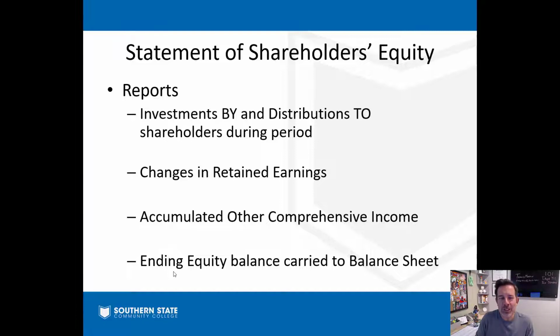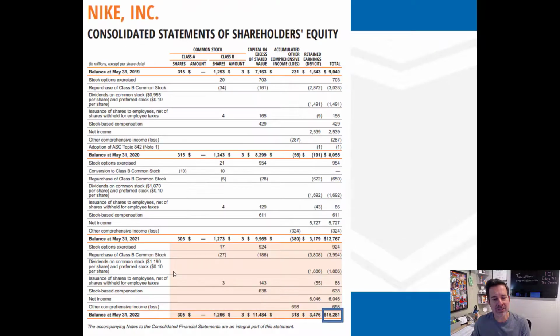That mysterious accumulated other comprehensive income, it's going to summarize that. And then finally, it's going to show you that ending equity balance. Why is that important? Because it's going to tie back to your balance sheet. That ending equity balance on your balance sheet comes directly from your Statement of Shareholders Equity. So here we go. Nike Incorporated, big Nike here. Statement of Shareholders Equity. Couple of things to notice right off the bat as we're looking at our statement here. You'll notice along the top, they have the different components listed out. Common stock. They have two classes, Class A and Class B.